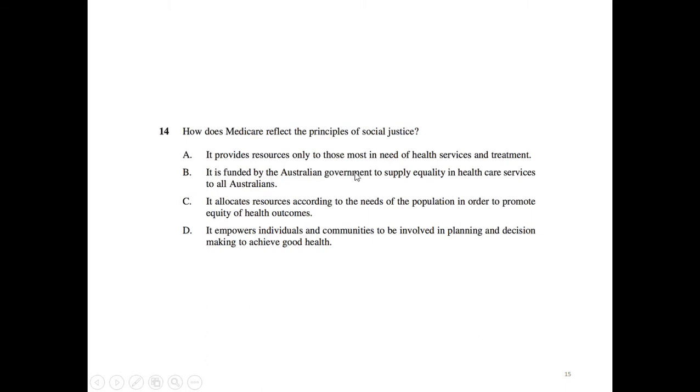B, it is funded by the Australian government. Yes, that is true, to supply equality in health services to all Australians. That sounds very promising, so we'll put a little dash next to B. C, it allocates resources according to the needs of the population in order to improve equity of health outcomes. That sounds quite good too. D, it empowers individuals and communities to be involved in planning. No, Medicare doesn't involve people being in planning. So now I'm going between B and C.